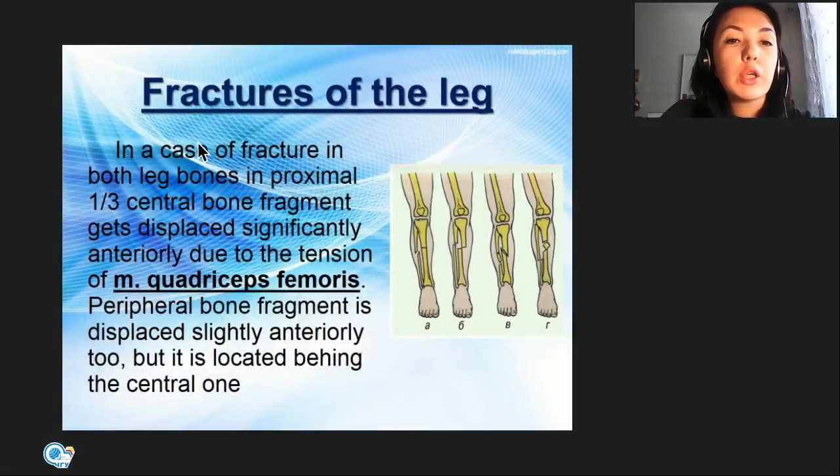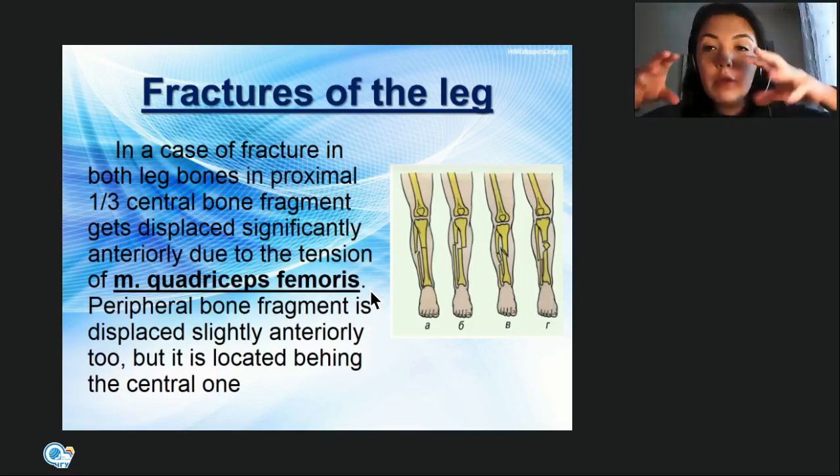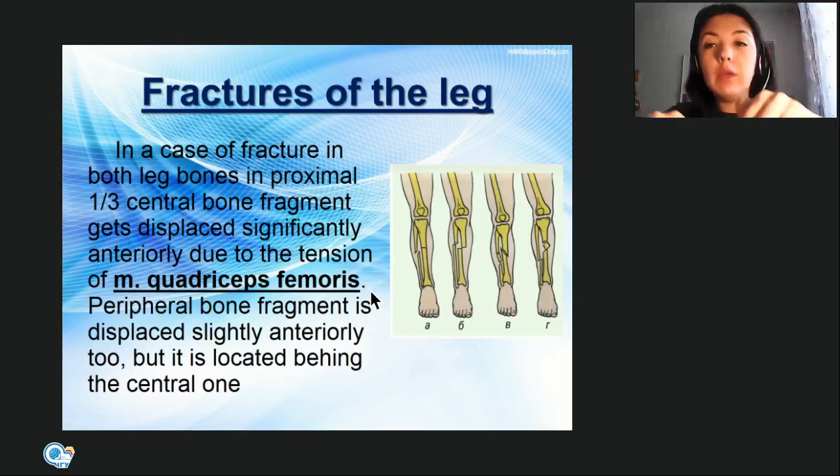In case of fracture in both leg bones, in the proximal third, the central bone fragment gets displaced significantly anteriorly due to the tension of musculus quadriceps femoris. We know, yes, that all the bellies of musculus quadriceps femoris continue into the patella ligament, surround the patella, and then are inserted to the tibia. And so it is a very strong flexor of the thigh and extensor of the leg.